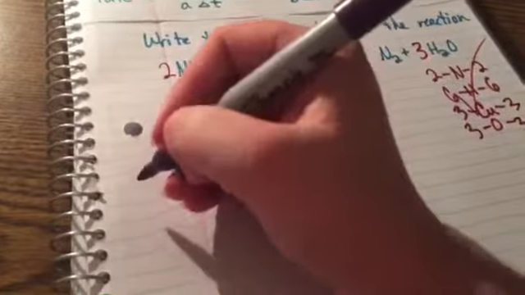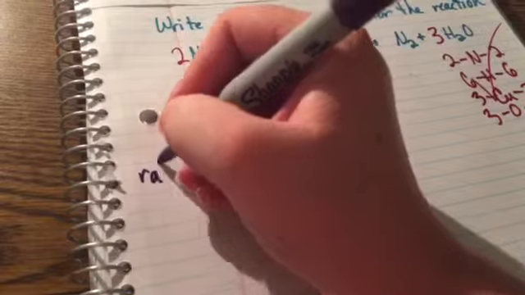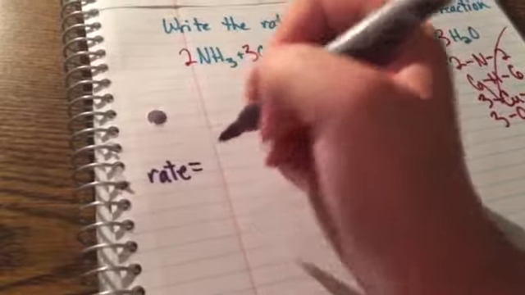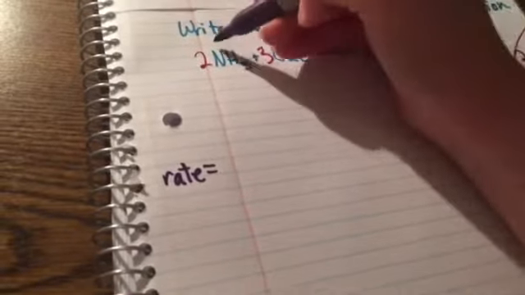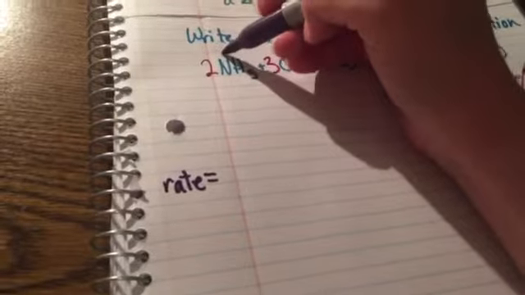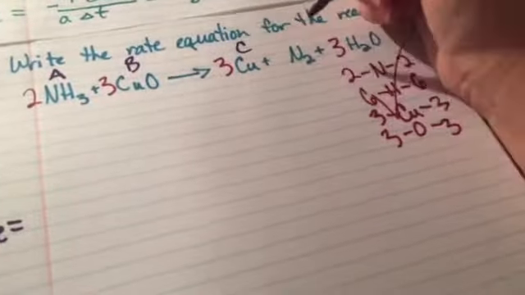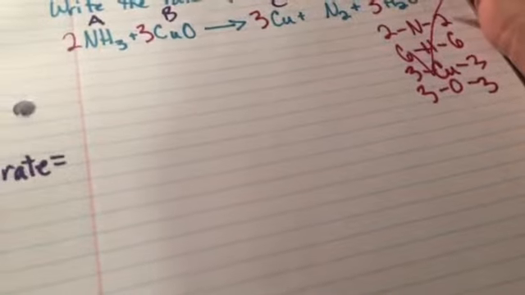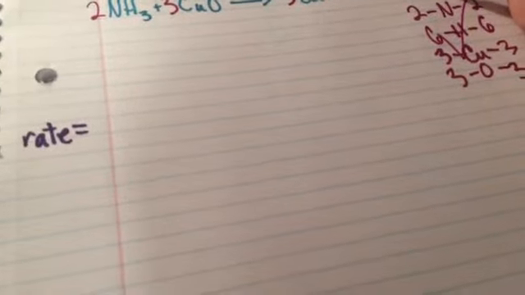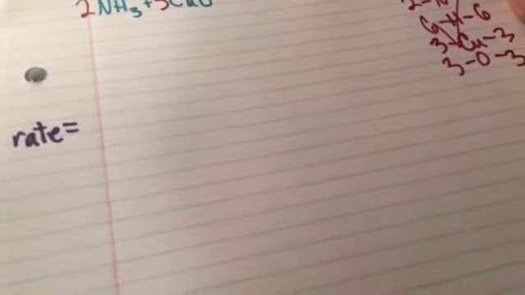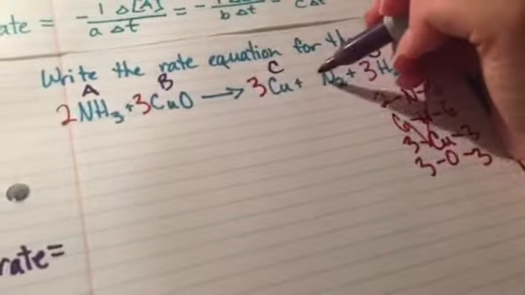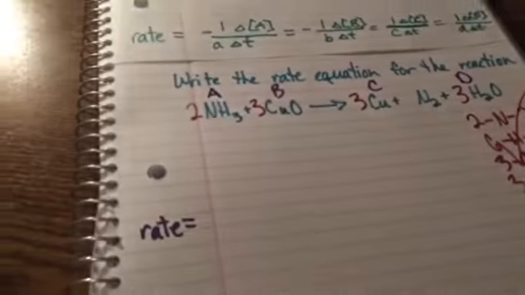So we're going to say our rate equals, this will be our A, this will be our B, this will be C, and this will be our D. This one doesn't have anything in front of it, so we're going to push it to the side for a bit.